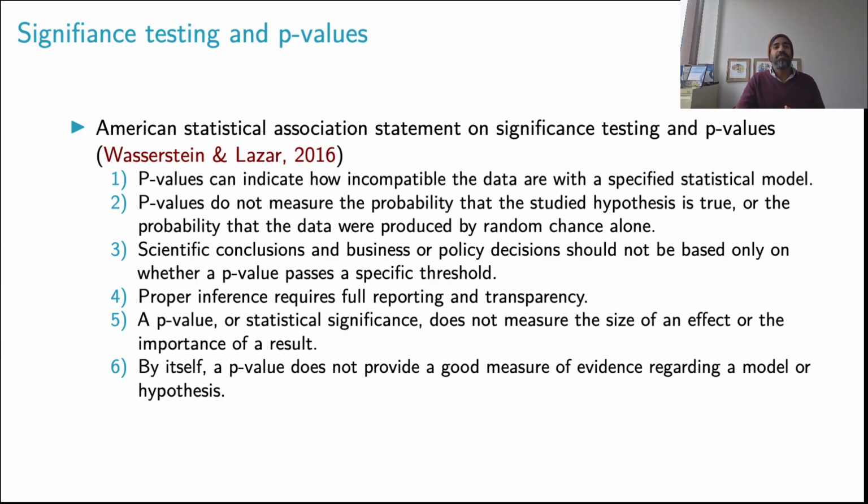And so in terms of significance testing and p-values, the American Statistical Association statement on significance testing and p-values, and the links there for the paper, emphasize that p-values can indicate how incompatible the data are with a specified statistical model. They don't measure the probability that the studied hypothesis is true, or the probability that the data were produced by random chance alone. So this comes down to the idea of the alternative hypothesis. That's what people are really interested in. They're not really interested in seeing if they reject the null hypothesis or if they fail to reject the null hypothesis. They're interested in the alternative hypothesis.